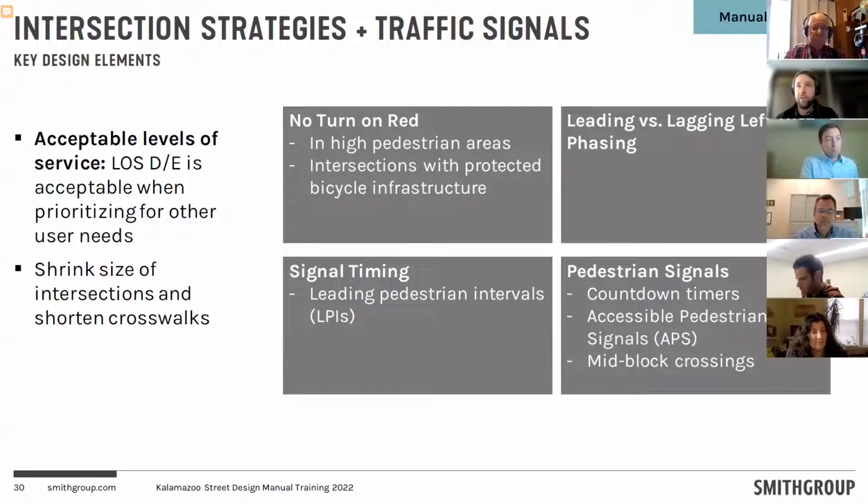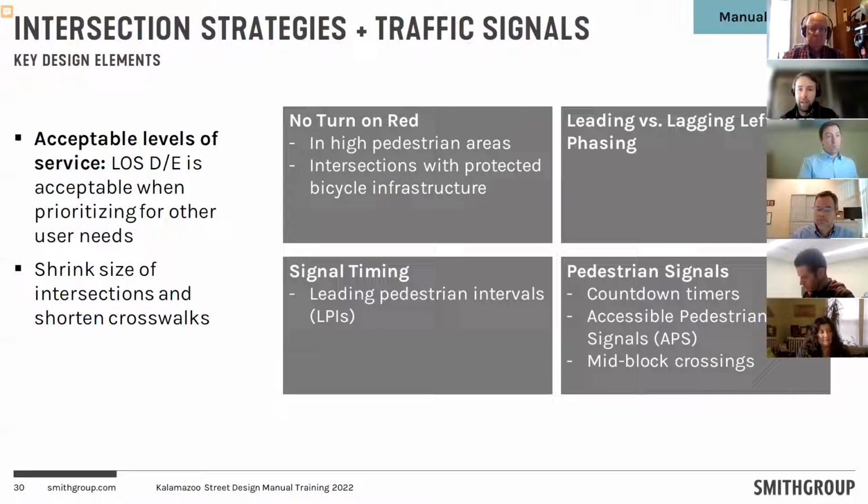And so the signalization strategies tie into that, and you can implement those strategies to help slow the road down and improve safety, and be able to make that trade-off with reducing the level of service for vehicles in order to accomplish that. So things like no turn on reds and different high pedestrian areas or intersections with protected bicycle infrastructure, signal timing, leading pedestrian intervals where those make sense to be installed. There's a lot of other things that can be done on the pedestrian signal, countdown timers, APS push buttons for accessible pedestrian signals, things like that.